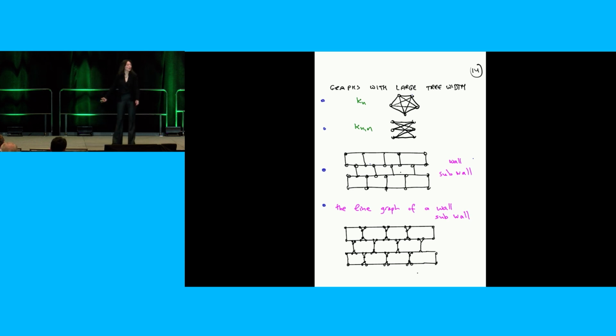What do I know? So this is a slide with graphs with large tree width. Now, what's large? Well, large compared to their size, maybe. If I have a 3-vertex graph, it's not going to have tree width 100. But if a 3-vertex graph has tree width 3, that's kind of an accomplishment on the part of this 3-vertex graph. Okay, so here's the first example. It's the complete graph on n vertices. You take n vertices and then you make them all pairwise adjacent. That's called Kn, the complete graph on n vertices.